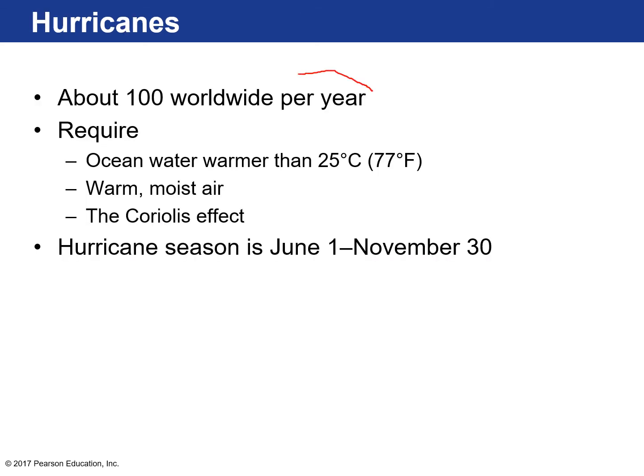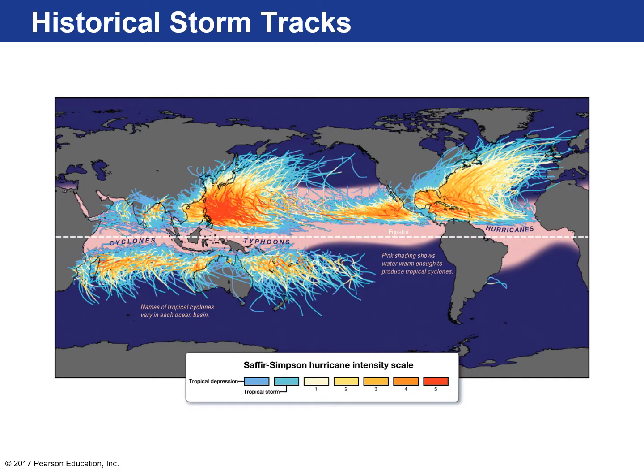So we have about 100 hurricanes a year, and for their formation, they require really warm ocean water above 25 degrees Celsius or 77 degrees Fahrenheit, warm, moist air, and the Coriolis effect helps guide them, or deflects them in certain directions. And our hurricane season is from June 1st to November 30th.